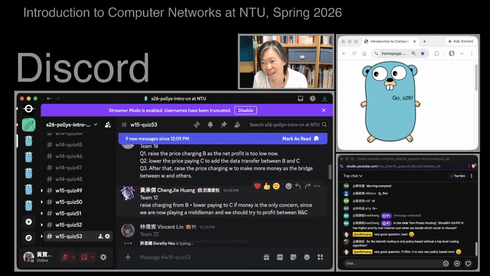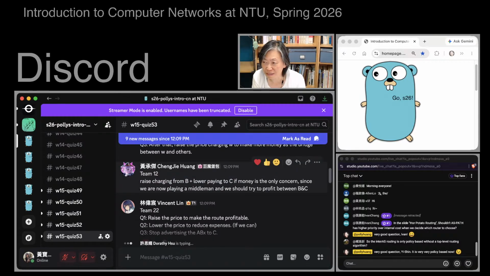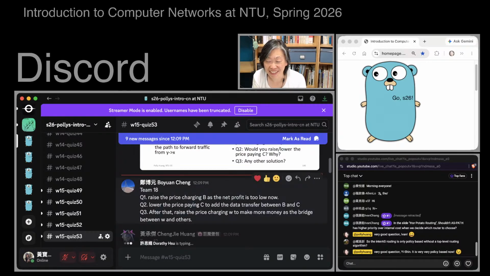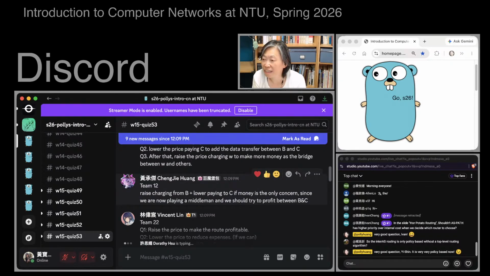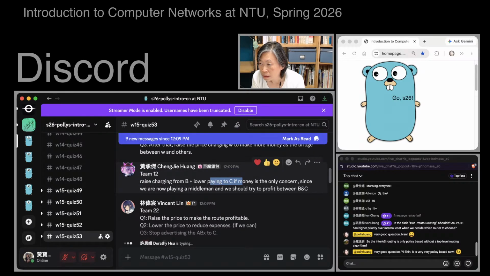But you know what? That's a solution, because in the business world, the deals are often hidden. You don't know. Transparency? In the business world, everything is a secret. There's a reason. Because you don't know if you're paying more or less, it's easier for your provider to adjust the payment plan. Raise charging B and lower charging C. Good. So for Q1 and Q2, the answers are obvious. We're now paying, so we should profit.